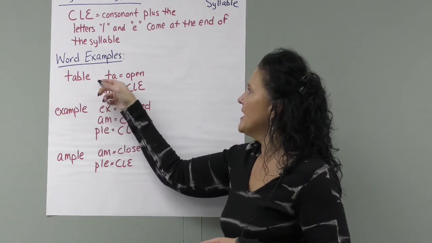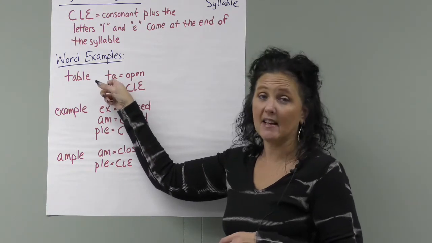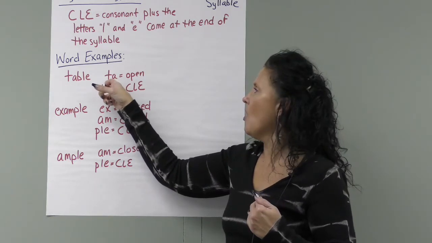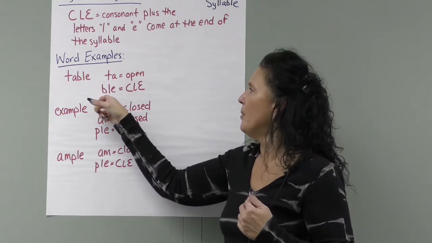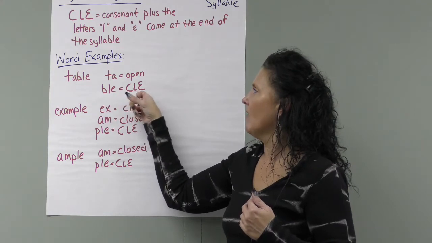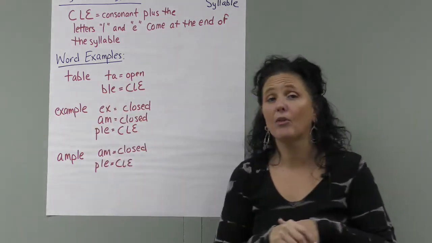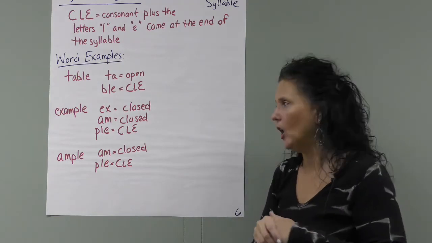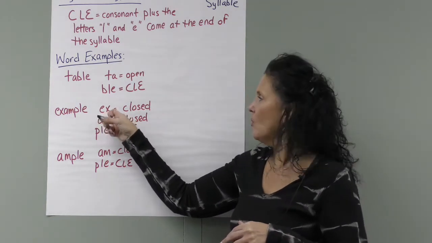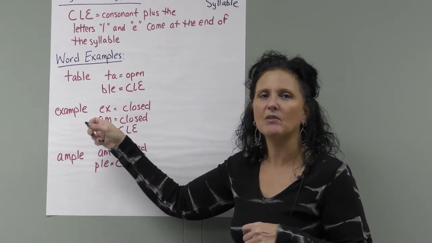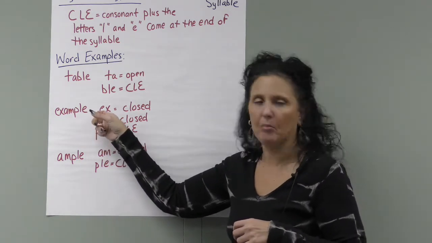So at the beginning, the ta is open. Remember, it says its name because we don't have anything closing it in. So it's a long vowel sound, ta, but the ble is the consonant LE, table, right? We can have a bigger word with 3 syllables, example. Ex is closed. We have the X, which is a consonant, and the E, so it sounds like eh, not E. We don't say eeks, it's ex.